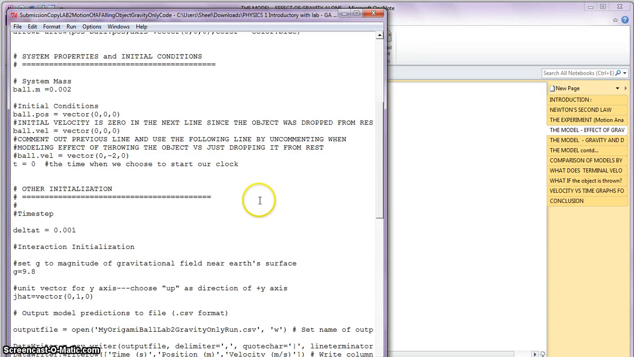Here is my Python code to model the effect of gravity alone on the falling object. The initial conditions I set were the initial position at the origin, initial velocity 0 because the object was dropped from rest, and the value of g as 9.8. I defined a j hat vector to choose up as the direction of the positive y-axis.